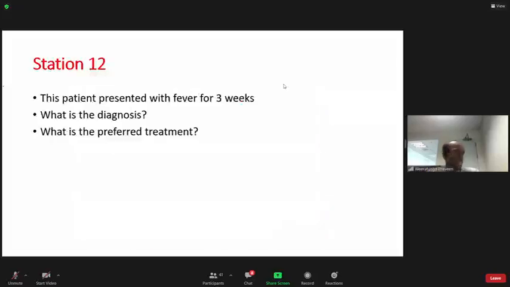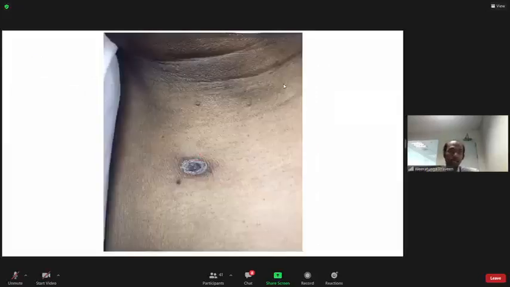So next one is easy. We're just asking for this. What is that? That is a very nice picture of an eschar, scrub typhus. Are you getting the spot diagnosis?